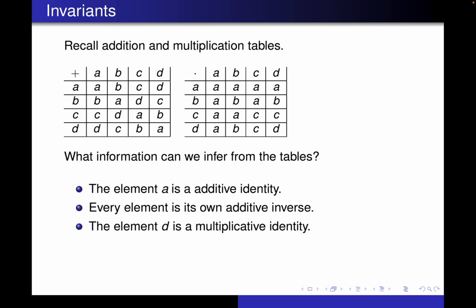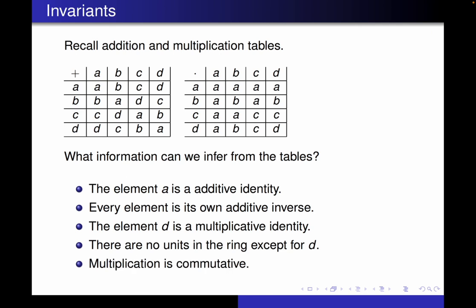If we look over in the multiplication table at the last row and the last column, we can see that the element D is a multiplicative identity because under multiplication it leaves all the elements alone. And if we look at instances where D appears in the interior of the multiplication table, that's where we look for units. And you can see that there are no units in the ring except for D. The only place that D appears in the interior of the multiplication table is where we have D times D equals D. And finally, if you look closely at the multiplication table, you can use that to show that the multiplication is commutative.